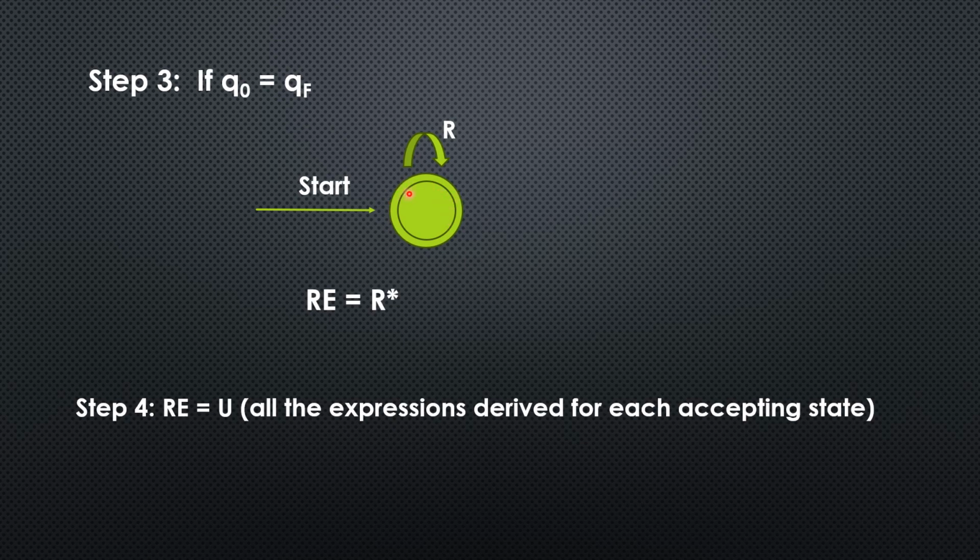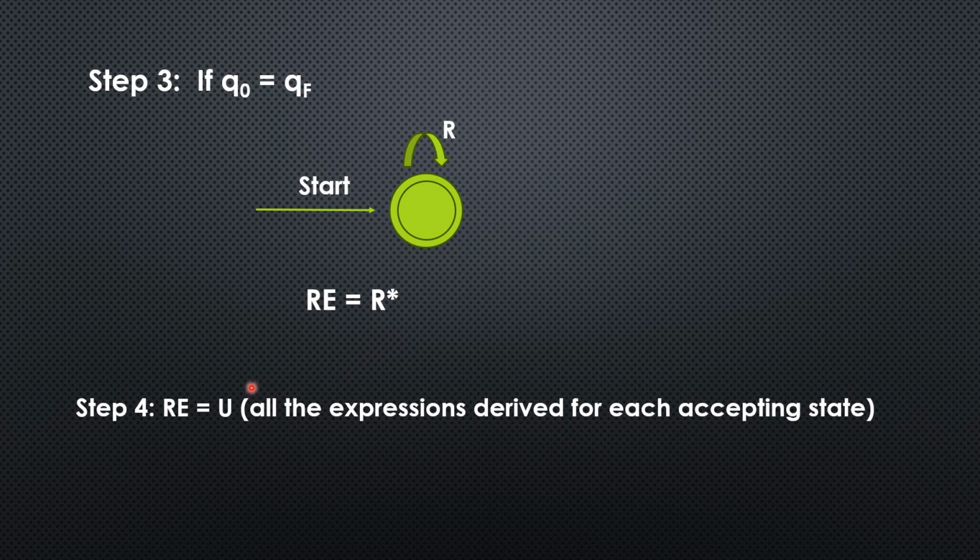Now an input R is given and it stays in the same state. And this can happen any number of times. It means that it can be represented using R star. So that means epsilon, which is zero occurrences of R, or one occurrence of R, or any number of times R can be given as the input. So that is step 3.